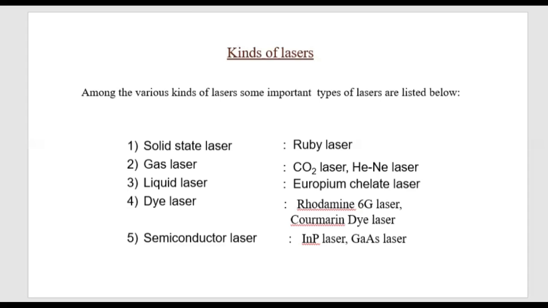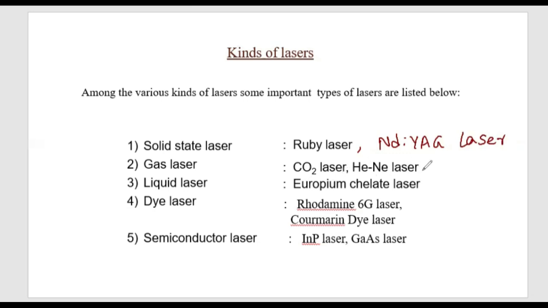Hello students, let us see the lasers one by one. Solid state lasers, where the active medium is in solid form. Examples: ruby laser, Nd:YAG laser, and semiconductor laser also come under solid state form only. And then gas lasers, examples: helium neon laser, carbon dioxide laser, etc.